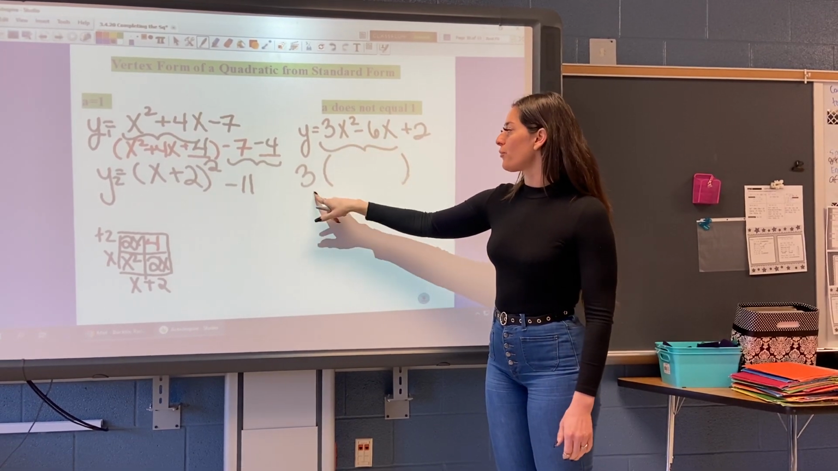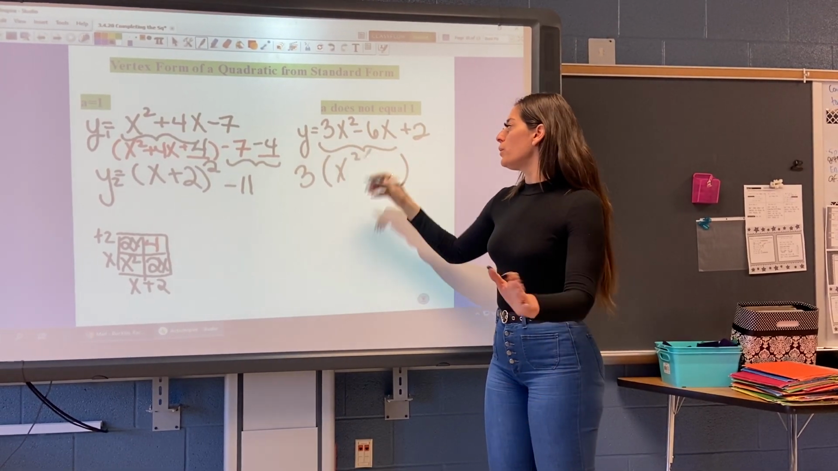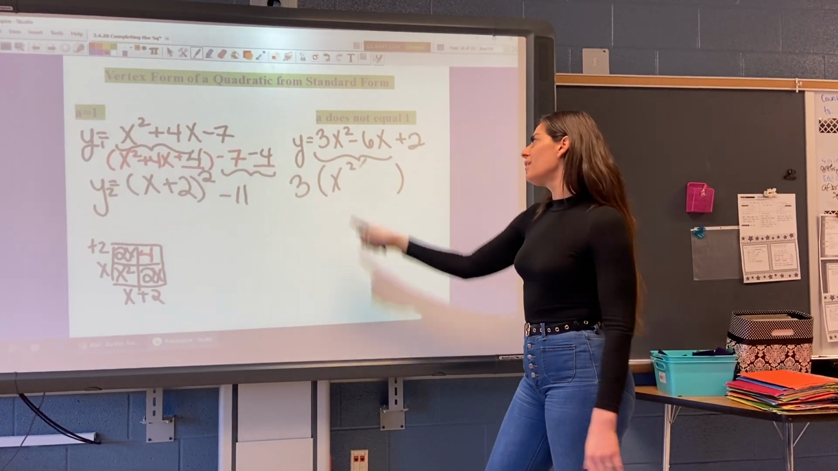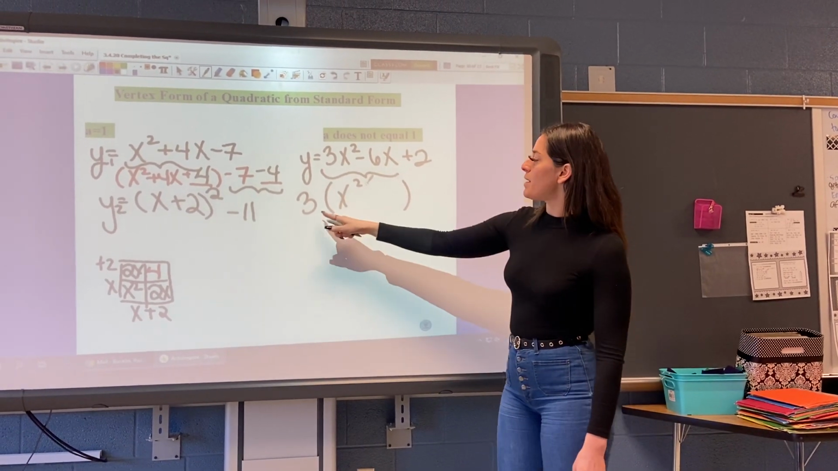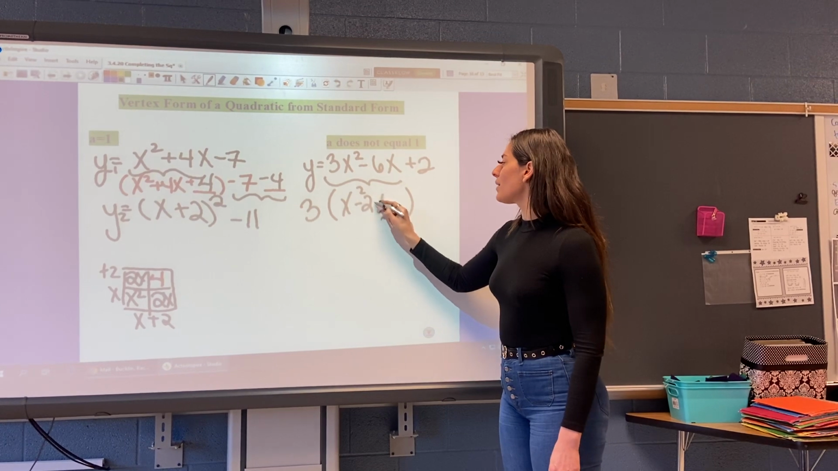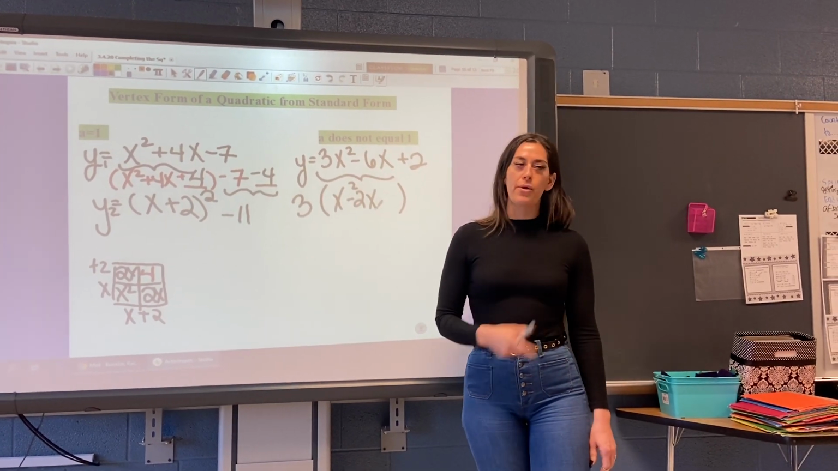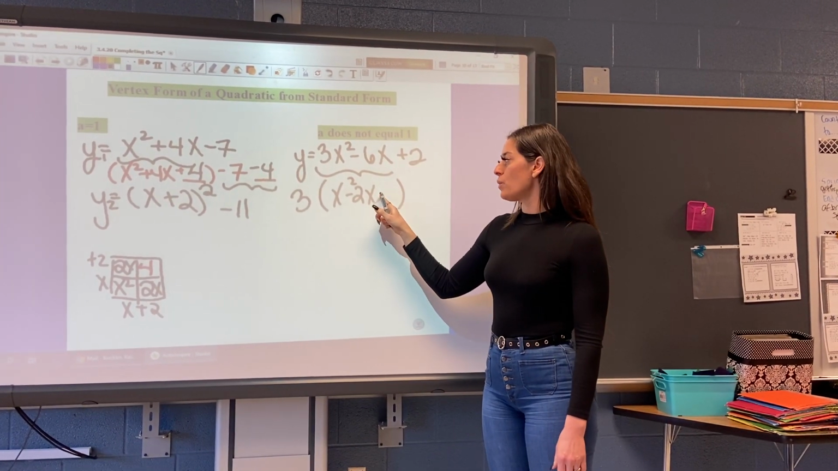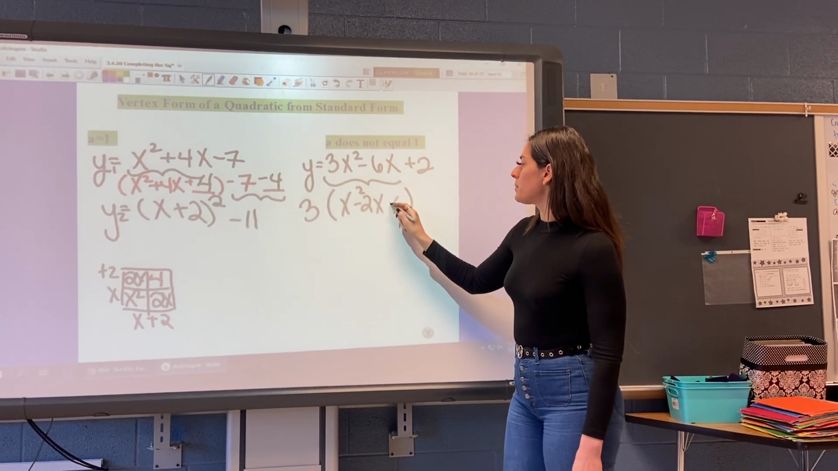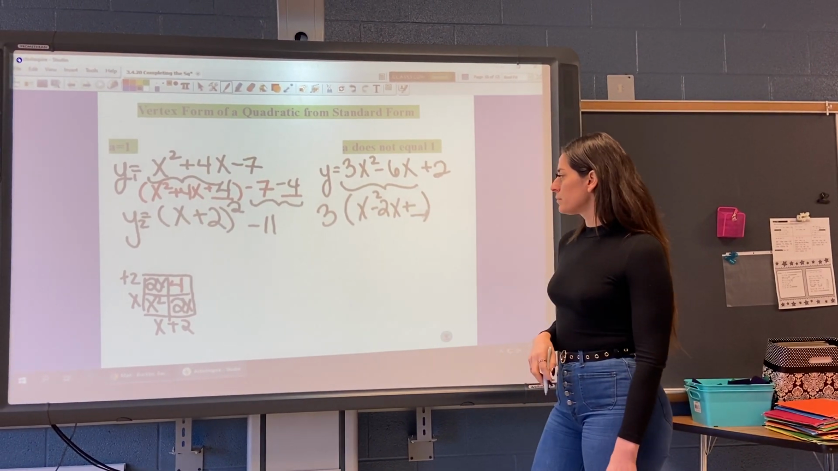3x squared divided by 3 gives me x squared. Whew, much better, I don't have that problem anymore. Negative 6x divided by 3 is negative 2x. This looks like something I can deal with. You complete the square for what's in parentheses. So I'm saying plus blank, okay?